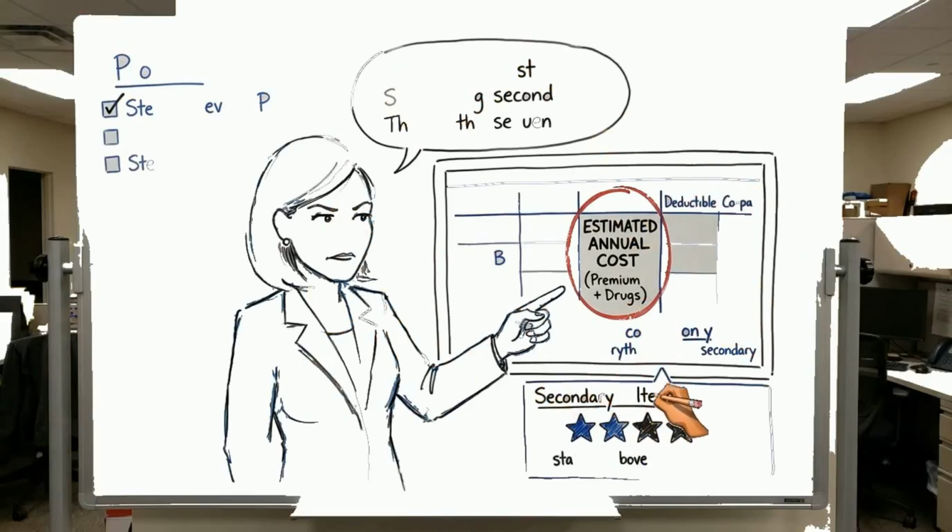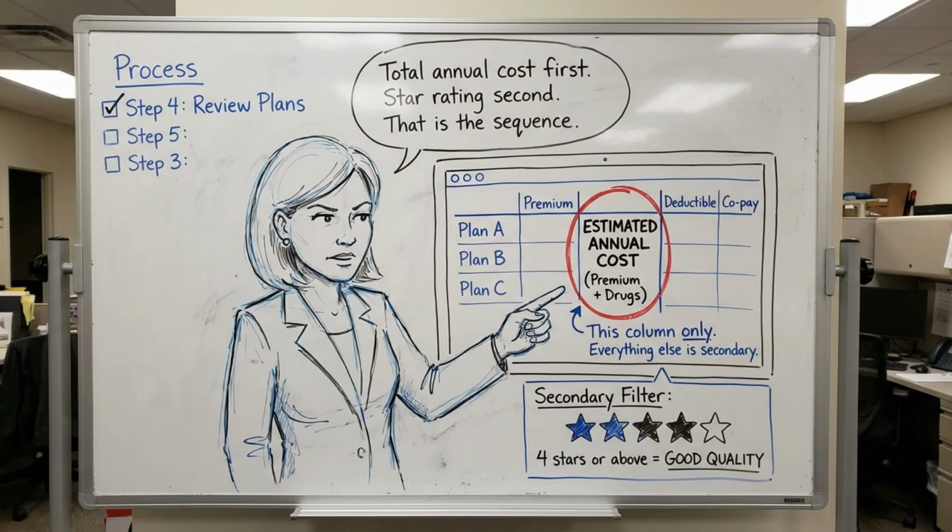Review the results sorted by estimated annual cost, premium plus drug costs combined. This single column, estimated annual drug plus premium cost, is the only number that matters for comparison. Not the monthly premium alone, not the star rating alone. The total annual cost for your specific medications at your specific pharmacy. Sort by this column and look at the top 3 to 5 plans.